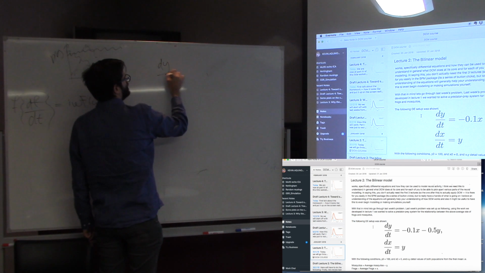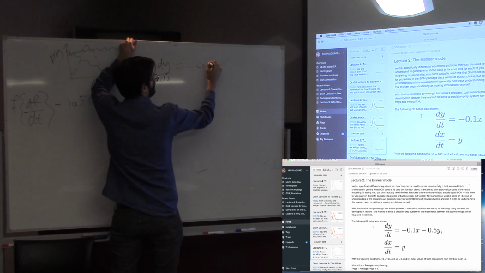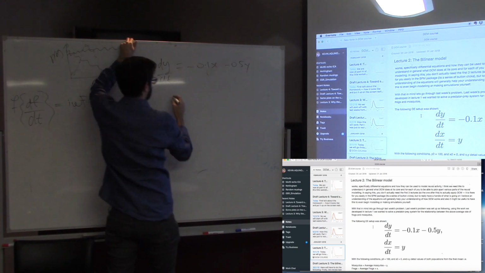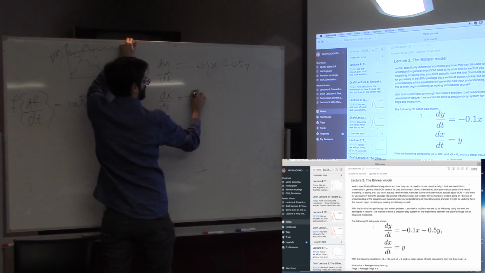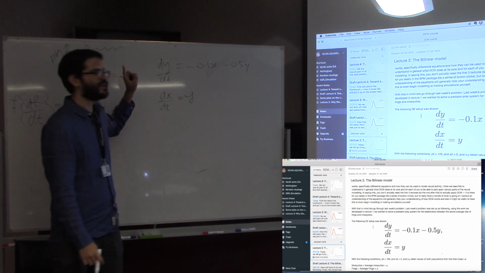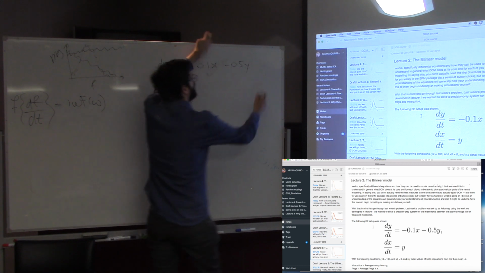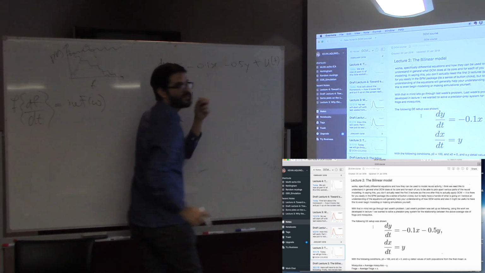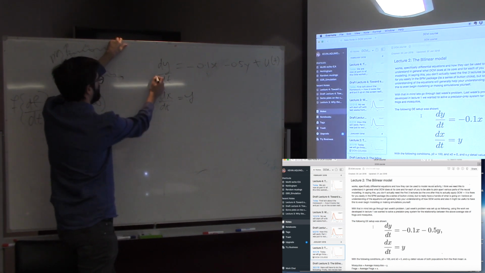dy/dt equals minus 0.1x minus 0.1y, and dx/dt equals y. Let's apply this rule. Let's add the Fourier transform on the left-hand side and the right-hand side. And I'll also add the input. How does this all transform to that one?